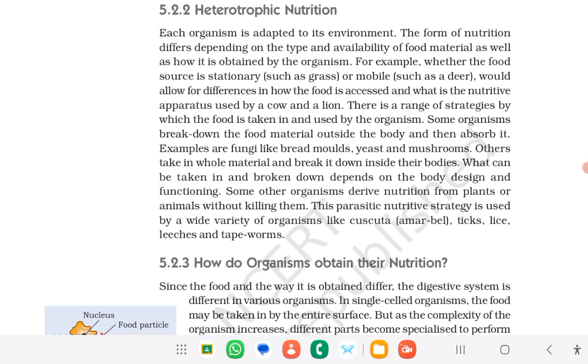There is a range of strategies by which the food is taken in and used by the organisms. Some organisms break down the food material outside the body and then absorb it. Examples are fungi like bread molds, yeast, and mushrooms. Others take in whole material and break it down inside their bodies. What can be taken in and broken down depends on the body design and functioning.